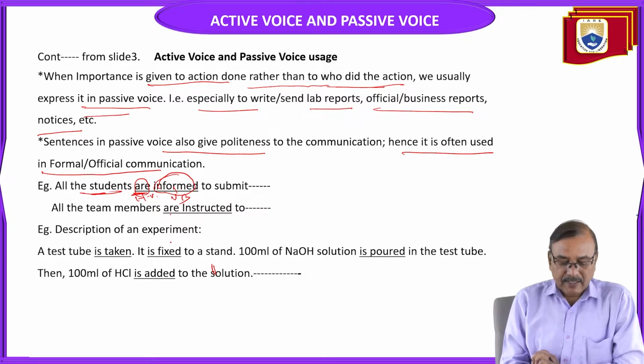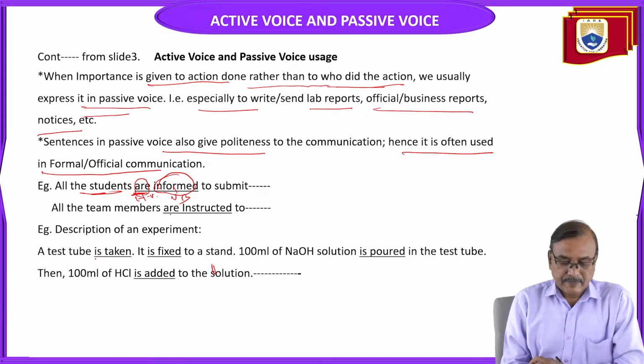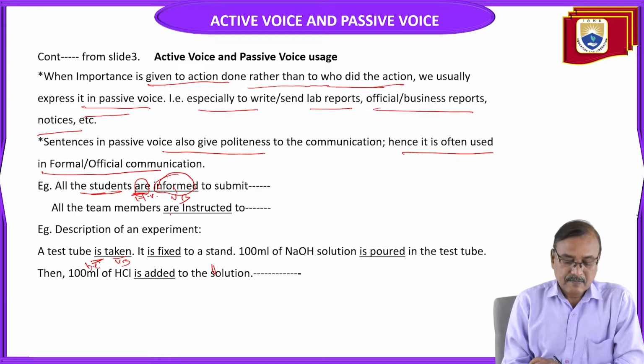Let us see another one: description of an experiment. You see, a test tube is taken. Is is the B form, and taken is the V3 form. What are the B forms here? B form is nothing but the passive helping verb.